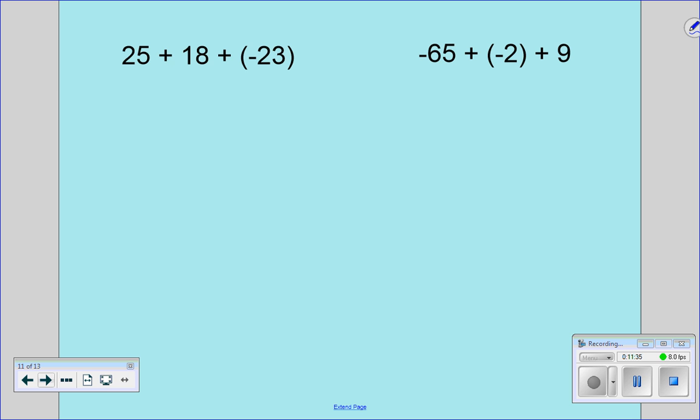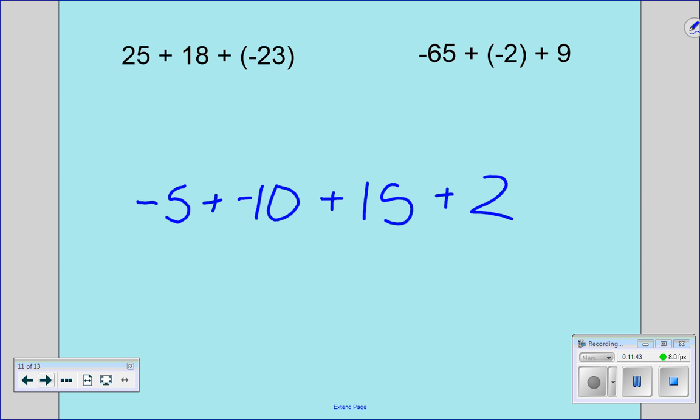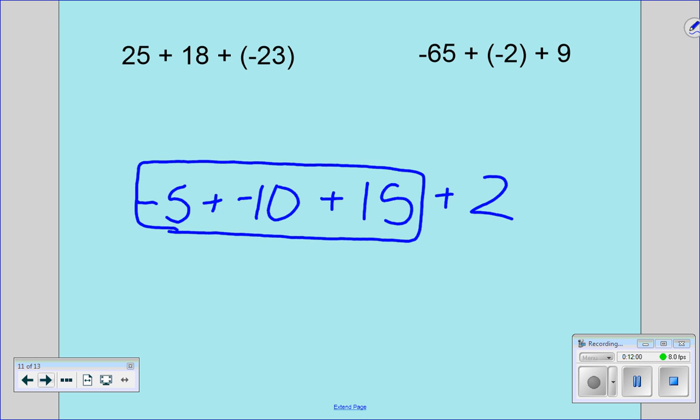So let's say I have negative 5 plus negative 10 plus 15 plus 2. What can I do to some things in here right off the bat? Negative 5 plus negative 10 plus 15. What do you notice, Ethan? Look it. Would this not all cancel out right off the bat? Because this is going to be negative. And the answer would just be 2. So some of them might be easier than you think if you look for some things like that.